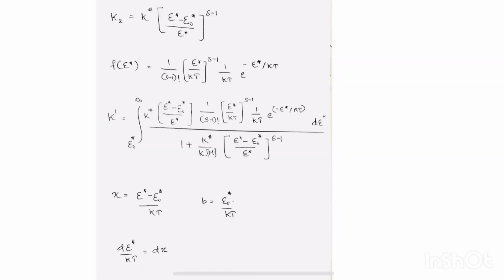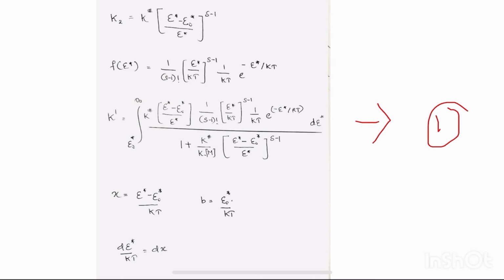k dash is equal to the integral from epsilon 0 star to infinity of k double dash into (epsilon star minus epsilon 0 star) by epsilon star, into 1 by (s minus 1) factorial into (epsilon star by kT) raised to s minus 1 into 1 by kT into e raised to minus epsilon star by kT dE star, divided by 1 plus k double dash by k minus 1 into concentration of M, k minus 1 into concentration of M, into ((epsilon star minus epsilon 0 star) by epsilon star) raised to s minus 1. We can give this as equation number 1.